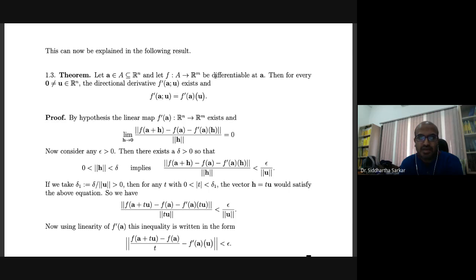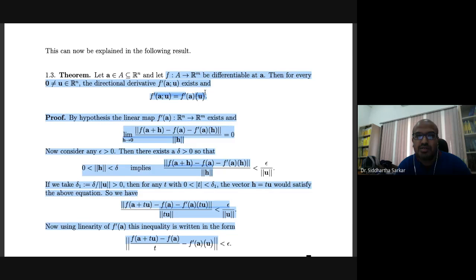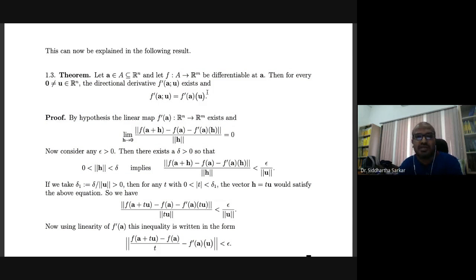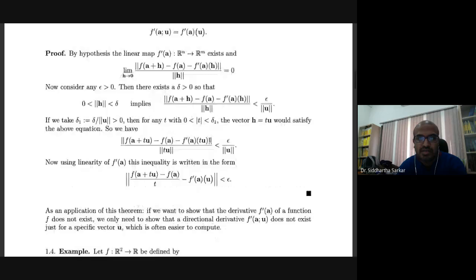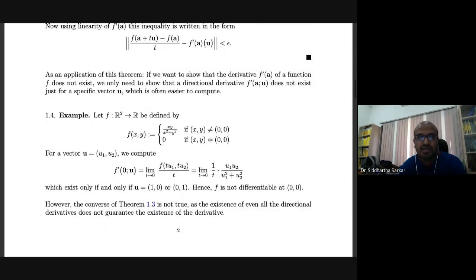But however, if I want to test whether the function is differentiable or not, how am I going to use this? So of course, the statement of this theorem, I can just make it a contrapositive statement saying that if I can make sure that one of the directional derivatives does not exist, then that would guarantee that the derivative does not exist. Okay, so you can see this in the following example.